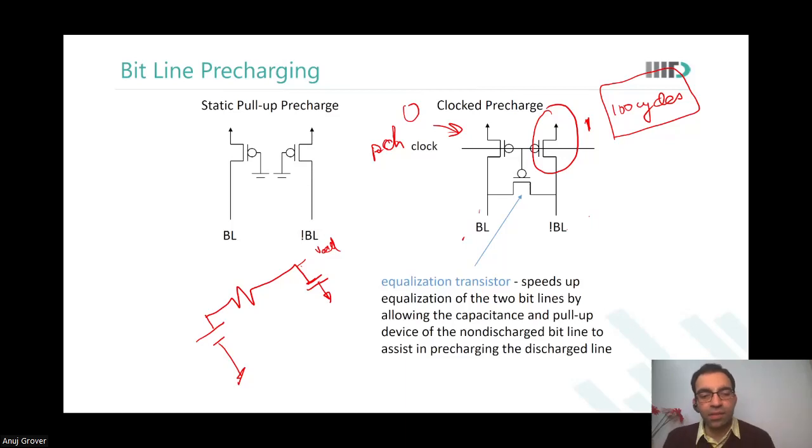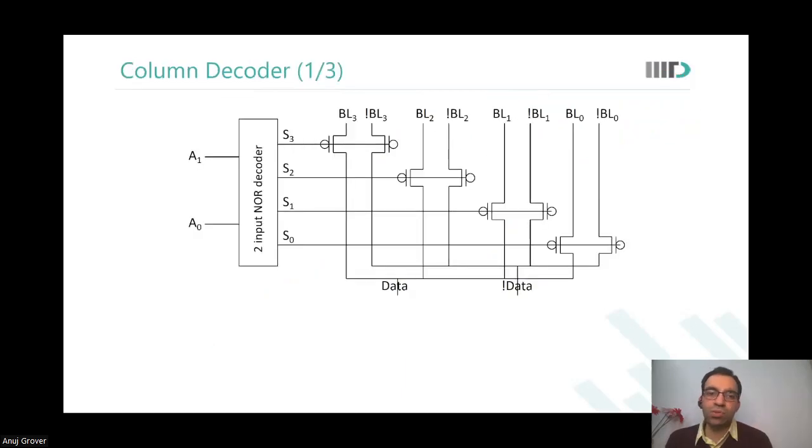Now the next circuit that we look at is the column decoder. This is a 2-input NOR. This is a column decoder of one type, where you have a 2-input NOR decoder in the control region. It generates 4 select outputs. Depending on what A0 and A1 are, one of those 4 outputs would get selected, and you would be able to transfer data to and from the bit lines.